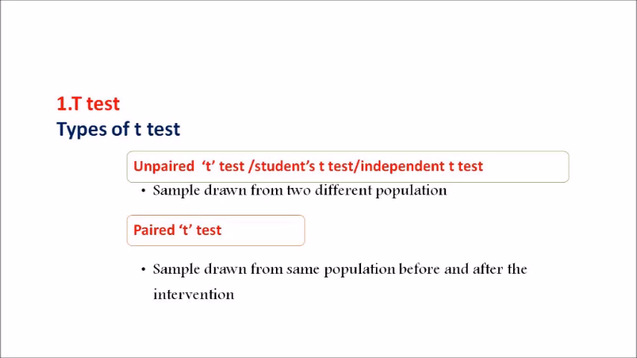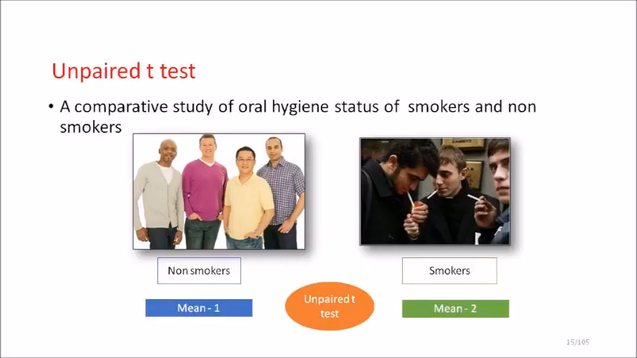Unpaired t-test is also known as independent t-test, and sometimes they refer to it as Student's t-test as well. Unpaired t-test is used when the sample is drawn from two different populations, whereas paired t-test is used when the sample is drawn from the same population, like before and after the intervention. I'll explain using examples.